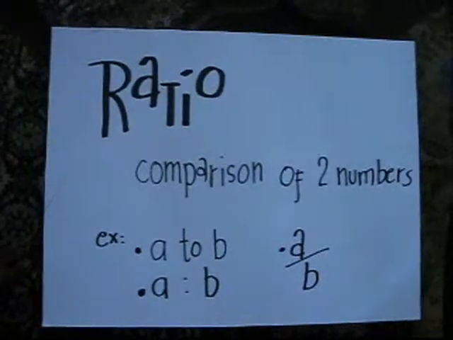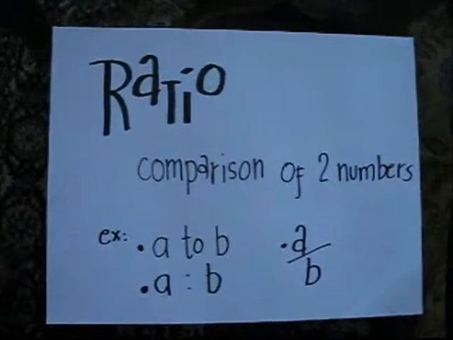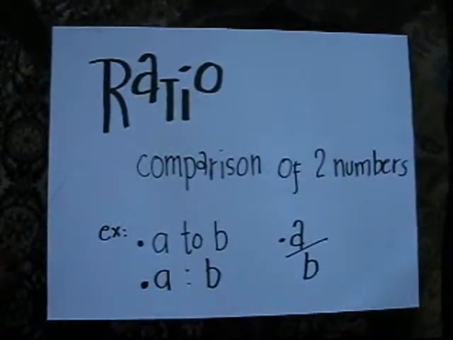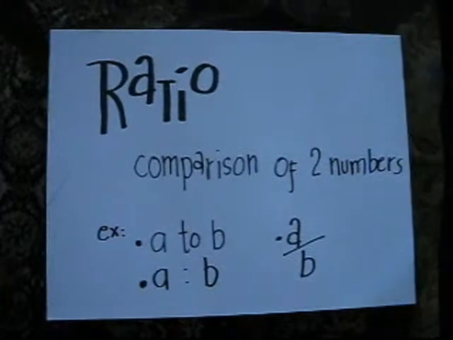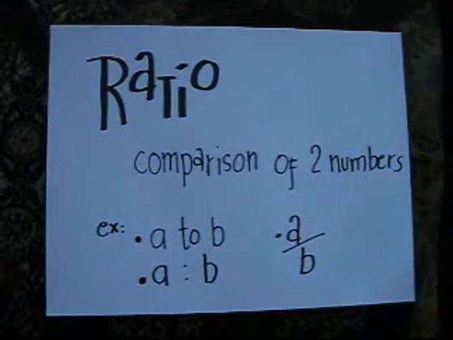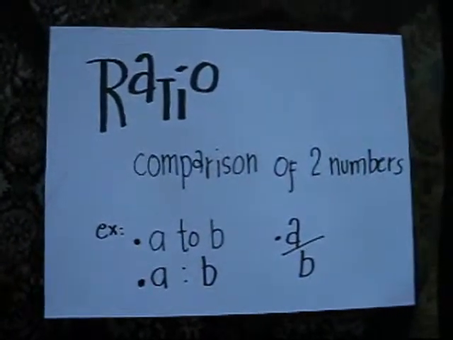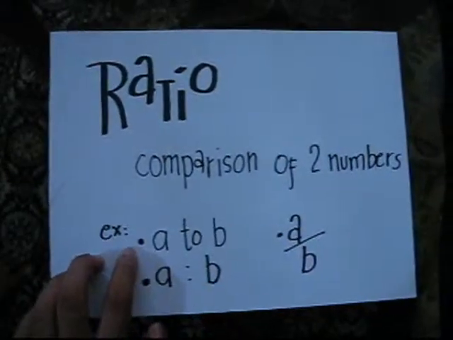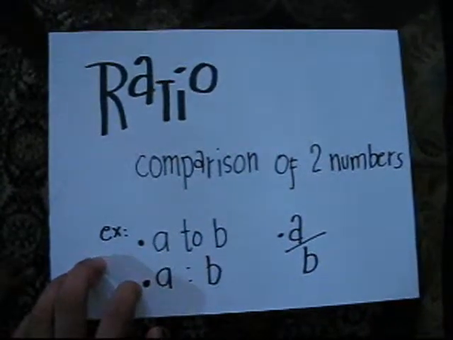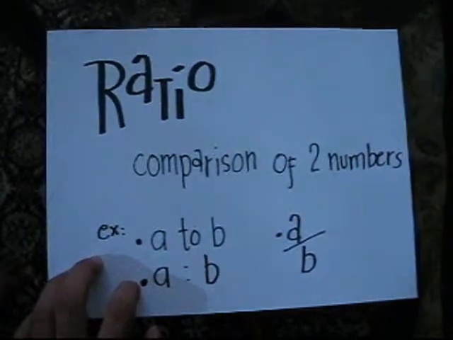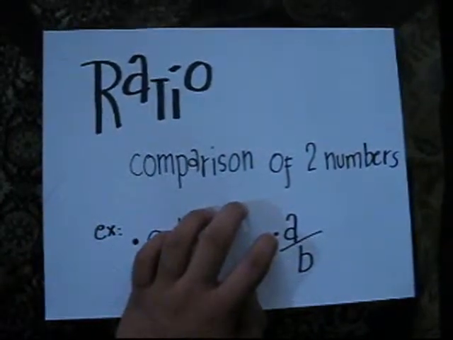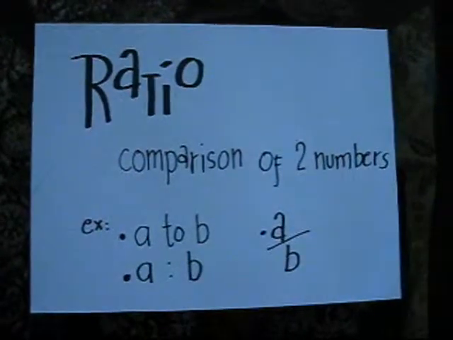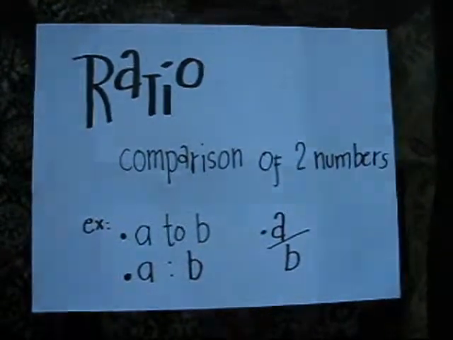A ratio is a comparison of two numbers by division. Given two numbers A and B, wherein B is not equal to 0, a ratio is the quotient A divided by B. This ratio can be written in three ways: as A to B, as A:B with the use of a colon, or as A ÷ B with the use of the division sign. Each of these ratios is read as A to B.